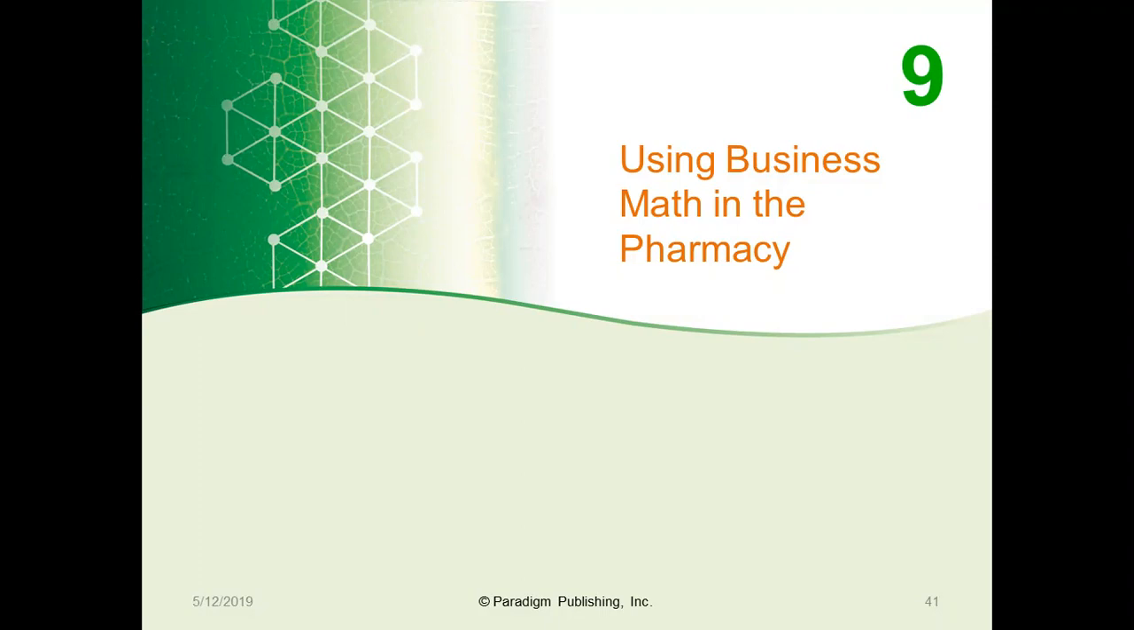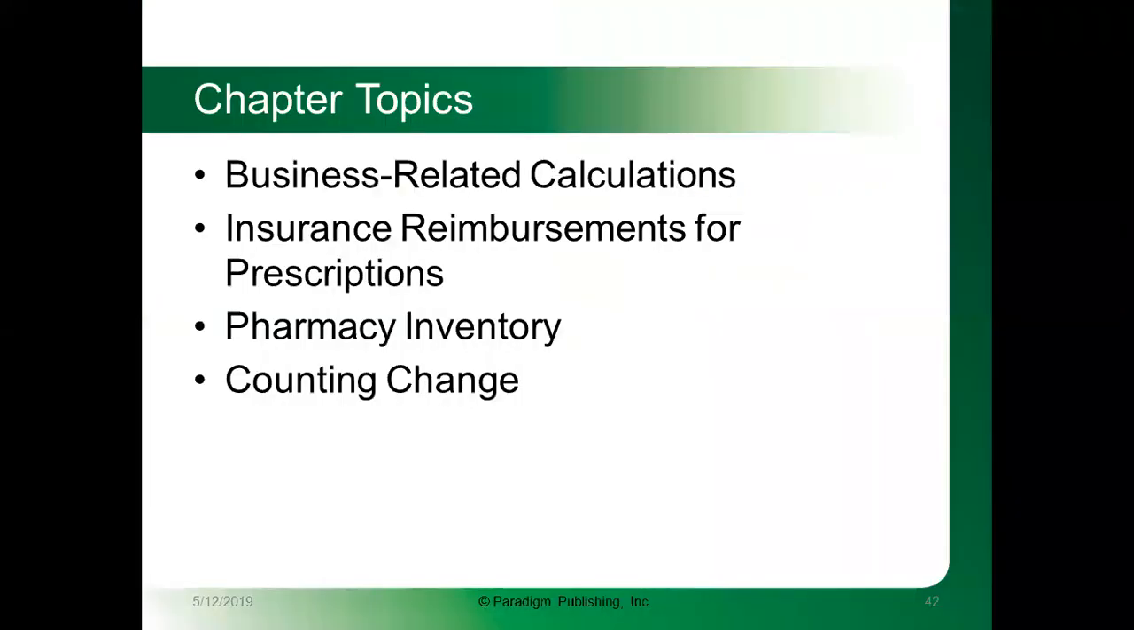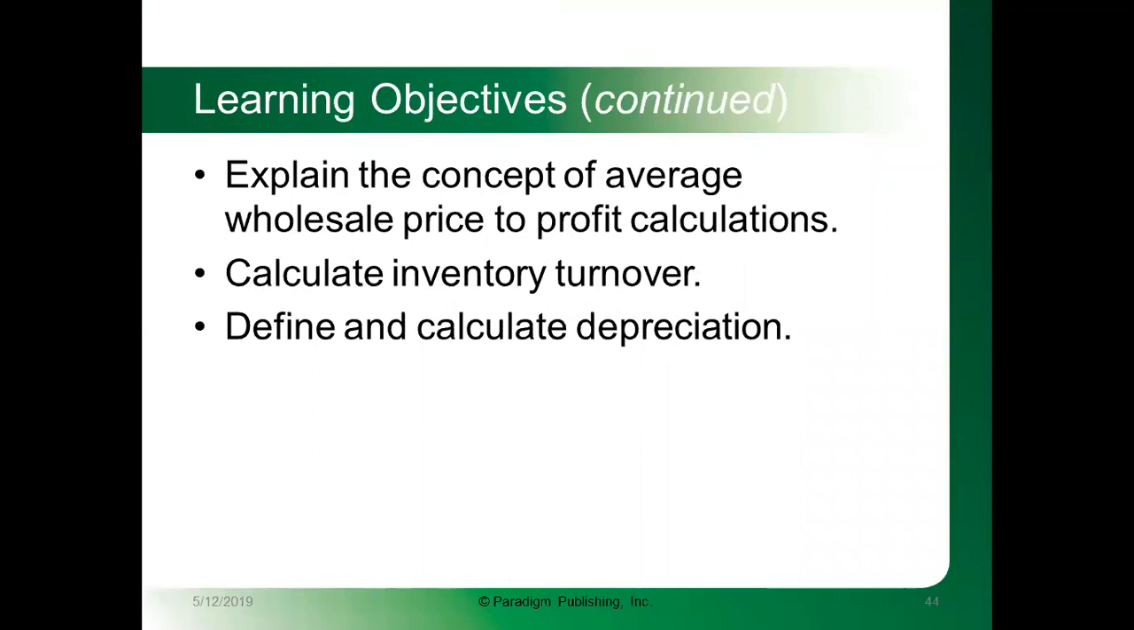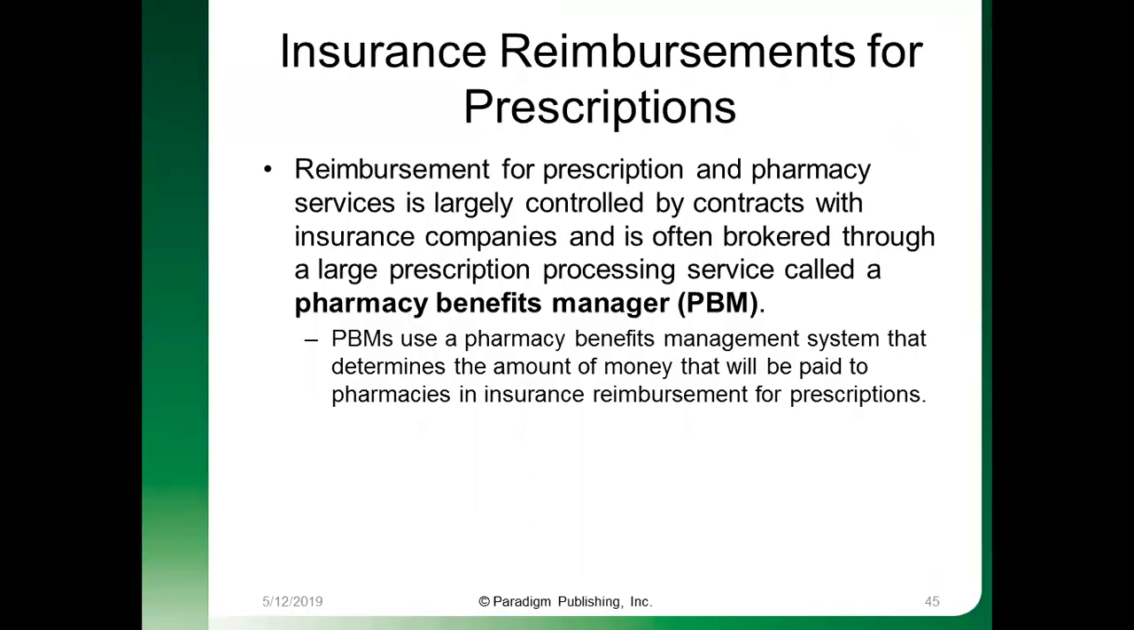So we're going over this next section of chapter 9, insurance reimbursements for prescriptions. Our learning objective in this section is to explain the concept of average wholesale price to profit calculations. So reimbursement for a prescription in pharmacy services is largely controlled by the contracts with insurance companies and is often brokered through a large prescription processing service called a Pharmacy Benefit Manager.